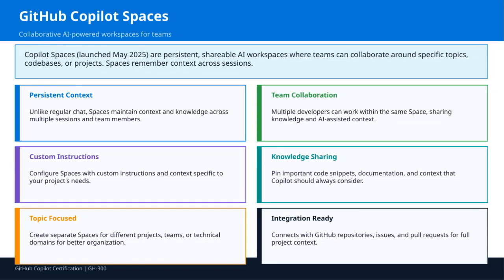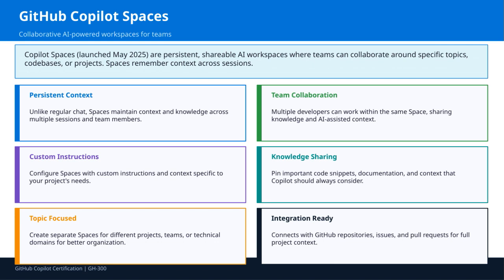GitHub Copilot Spaces are collaborative AI-powered workspaces designed specifically for teams. Launched in May 2025, these spaces are persistent and shareable, allowing teams to work together seamlessly around specific topics, codebases, or projects. One of the standout features is their ability to remember context across sessions, which means information and progress are maintained over time. Unlike regular chat tools, Copilot Spaces keep context and knowledge consistent, even as multiple team members contribute. This persistent context ensures that everyone stays on the same page without losing important details.